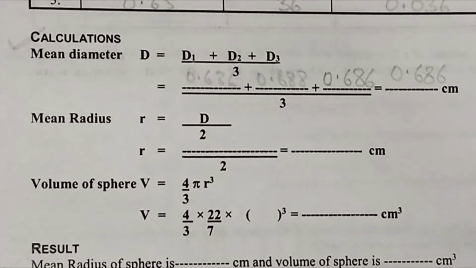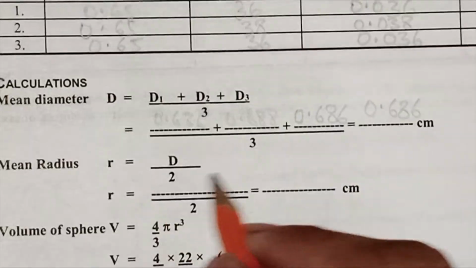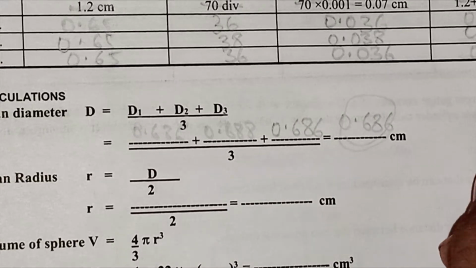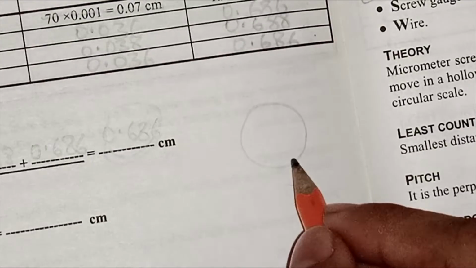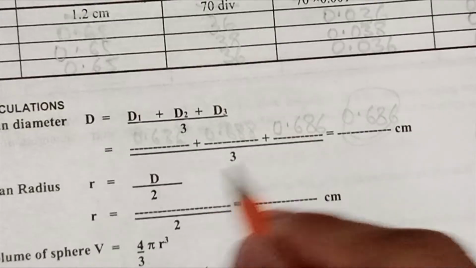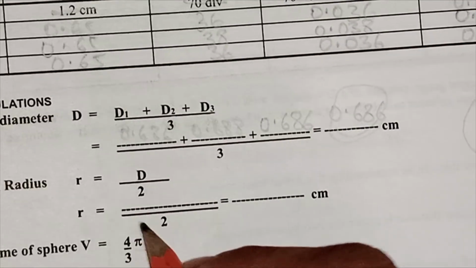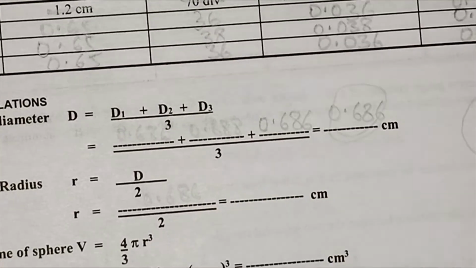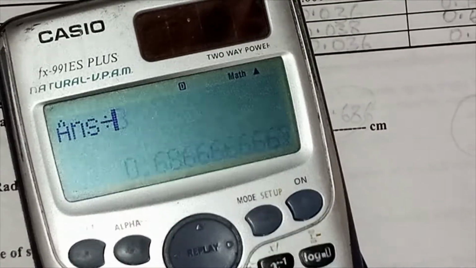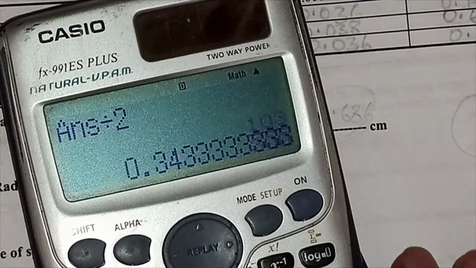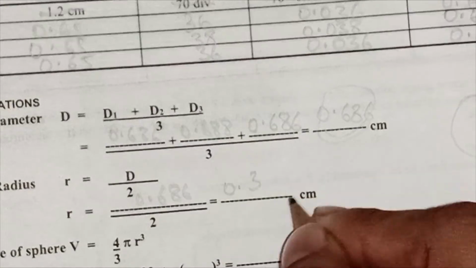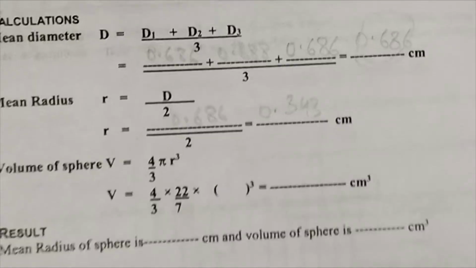So we have to find the volume. For volume we have to take the mean radius. The formula of radius is half of the diameter. So we will divide the mean diameter by 2. So our mean diameter is 0.686 divided by 2. So I am dividing it. 0.686 divided by 2 is 0.343. So the answer is 0.343.